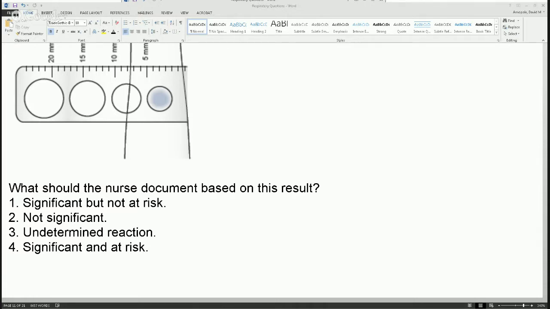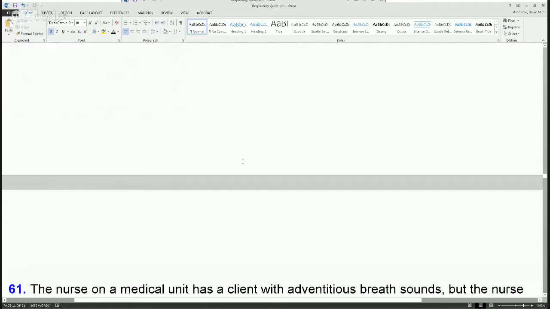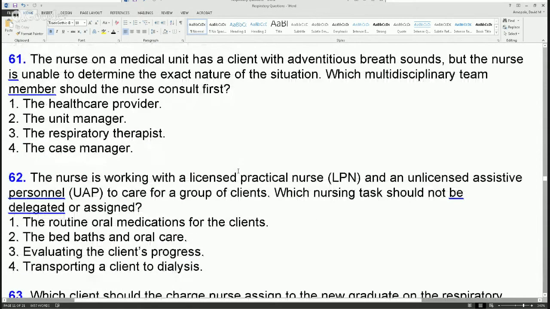A wheal of 10 millimeters or greater is significant with normal immunity. Robert, the nurse on a medical unit has a client with adventitious breath sounds, but the nurse is unable to determine the exact nature of the situation. Which multidisciplinary team member should the nurse consult first? Well, how about 3? Do we want to call Jeff? Versus medical. You got adventitious breath sounds. Yes, it is 3.